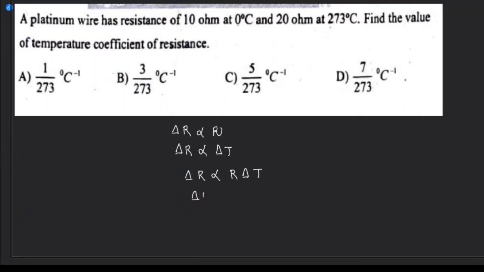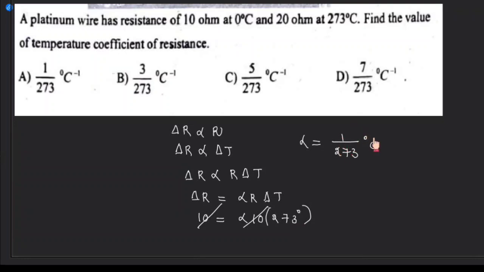To remove this proportionality, we keep a constant: delta R is equal to alpha into R into delta T, right? And delta R is 20 minus 10, which is 10, equal to alpha, which we don't know, into R. The initial R at 0 is 10, into delta T, 273 degrees. So this 10 gets cancelled, therefore alpha is equal to 1 by 273 per degree Celsius. Clear? That is the answer for this question.